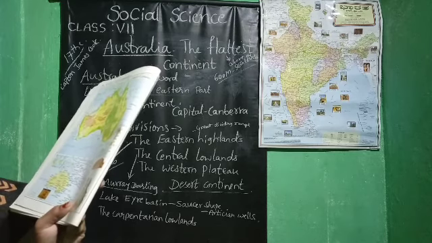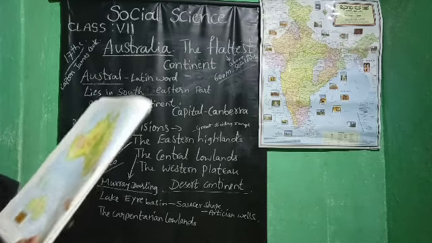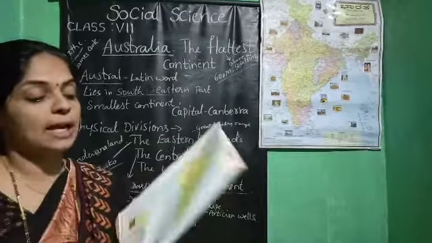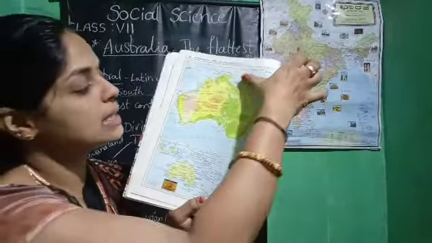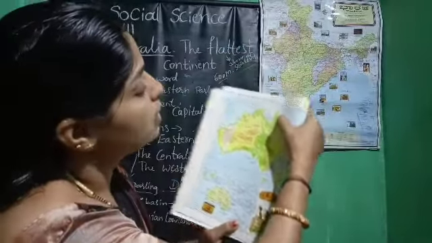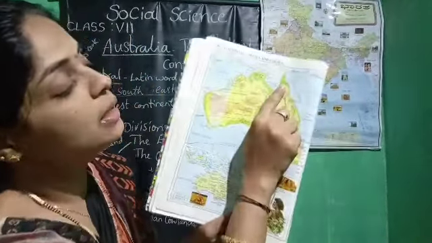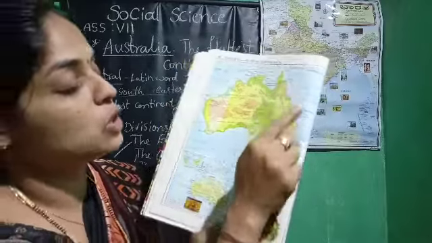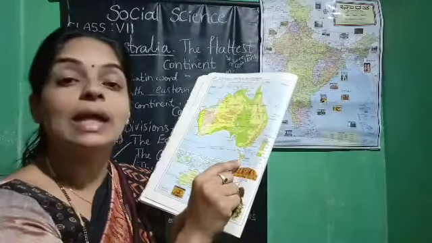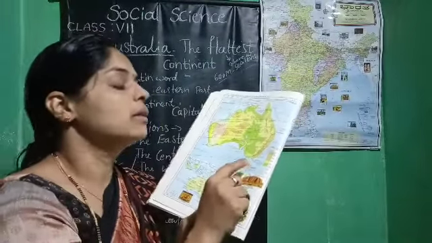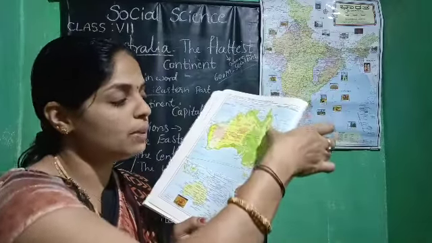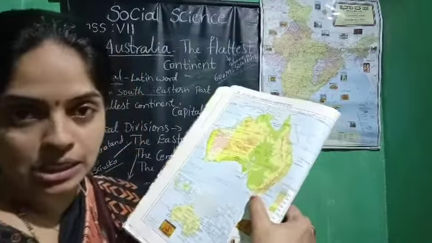Okay, there are three major ones. One is the Eastern Highlands, where we can see this part from Cape York Peninsula. What is that? In the northern part, Cape York Peninsula, and in the south, Tasmanian Island. It is stretched. In between, there are the Great Dividing Ranges.